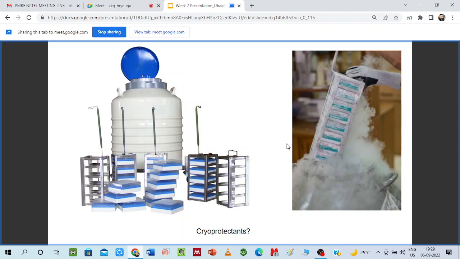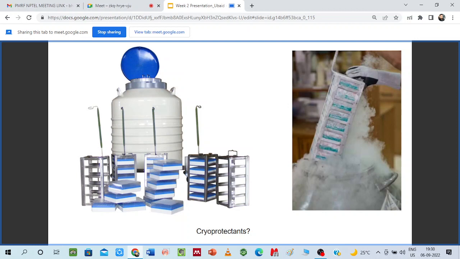So does any one of you know about cryoprotectants? What are cryoprotectants? Anyone? So cryoprotectants are chemicals or substances that protect living things or living cells when they are in the frozen state. For example, in cell culture, usually glycerol or DMSO, dimethyl sulfoxide, these two are used as cryoprotectants. So how do they protect the cells?